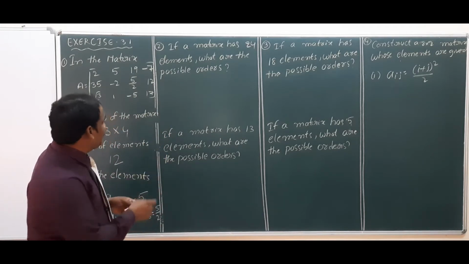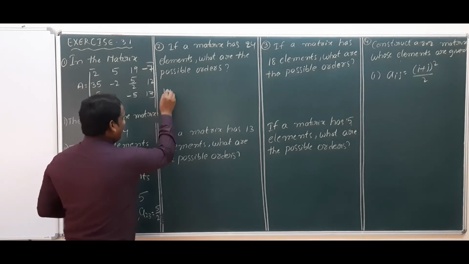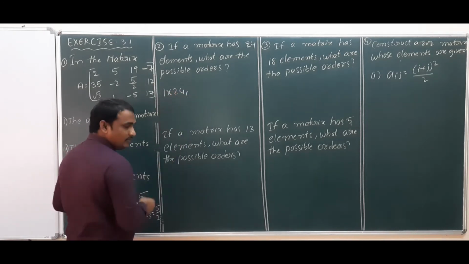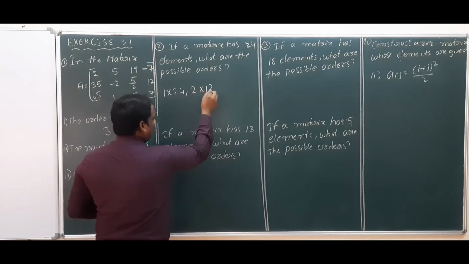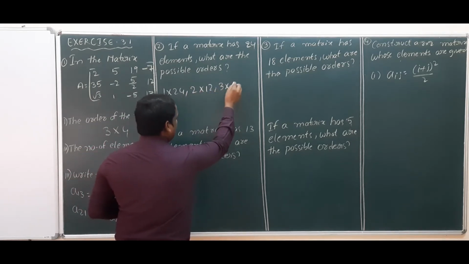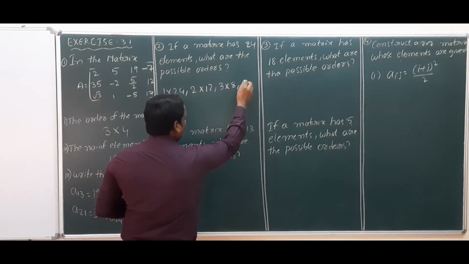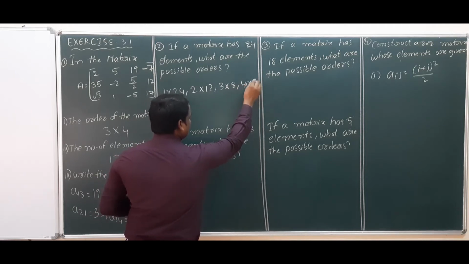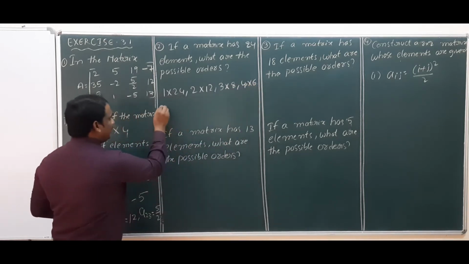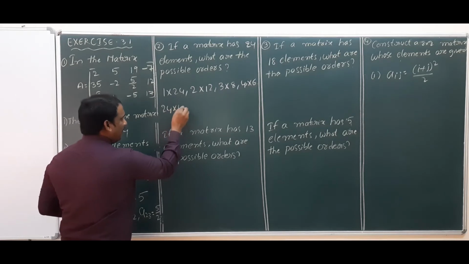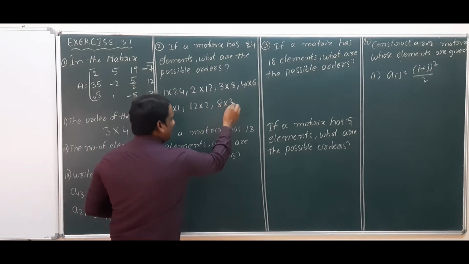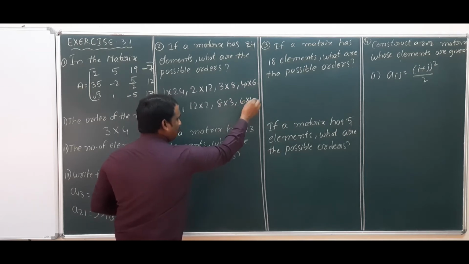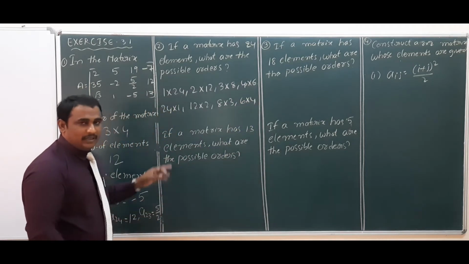You can write the possible orders as 1 by 24. That is one. Second, 2 by 12. Next one, 3 by 8. Next one, 4 by 6. Same thing in reverse, the possibilities are 24 by 1, 12 by 2, 8 by 3, and 6 by 4. Total 8 possible orders we have.